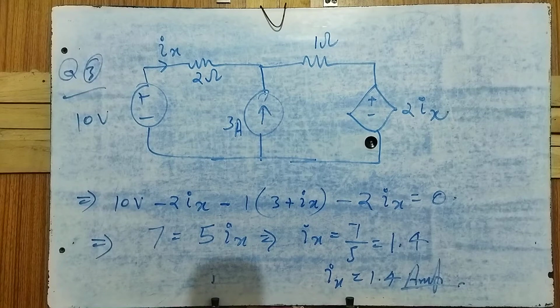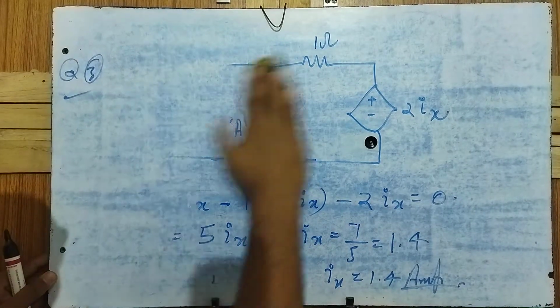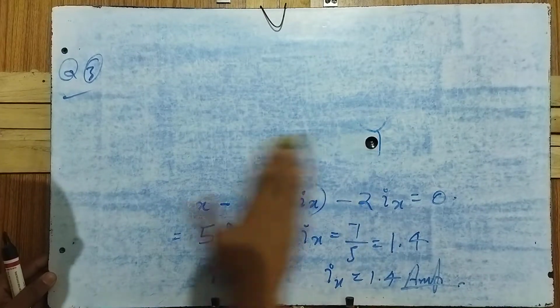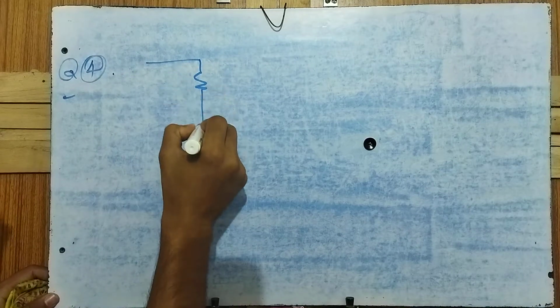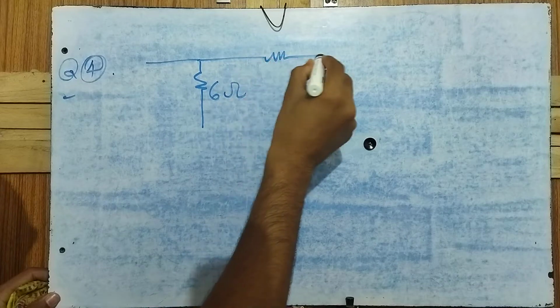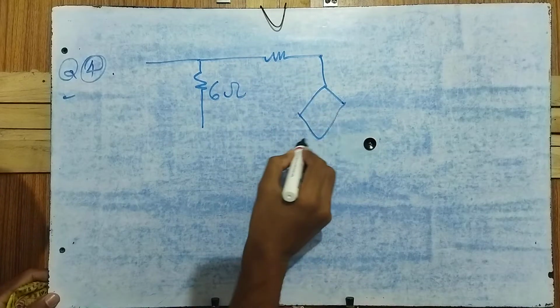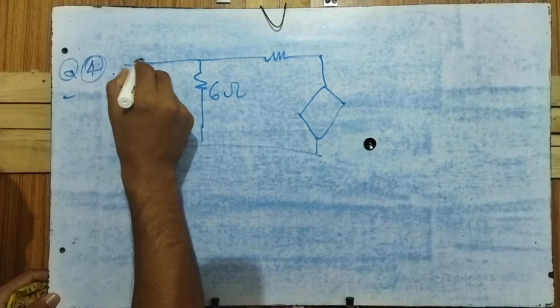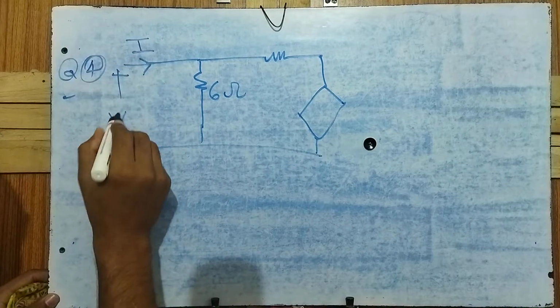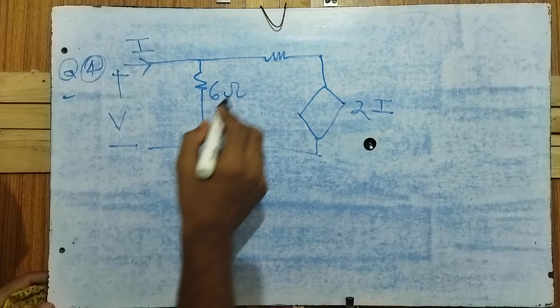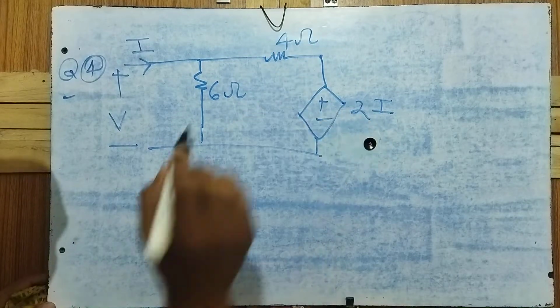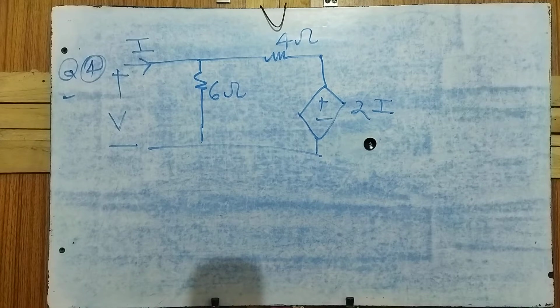Next question, again solve. The network is given as a 2-port network with a 6 ohm resistor and a dependent source, with current I and applied voltage V, and the dependent source is 2I, with 6 ohm, 1 ohm, and 4 ohm. Then what is the value of V by I?